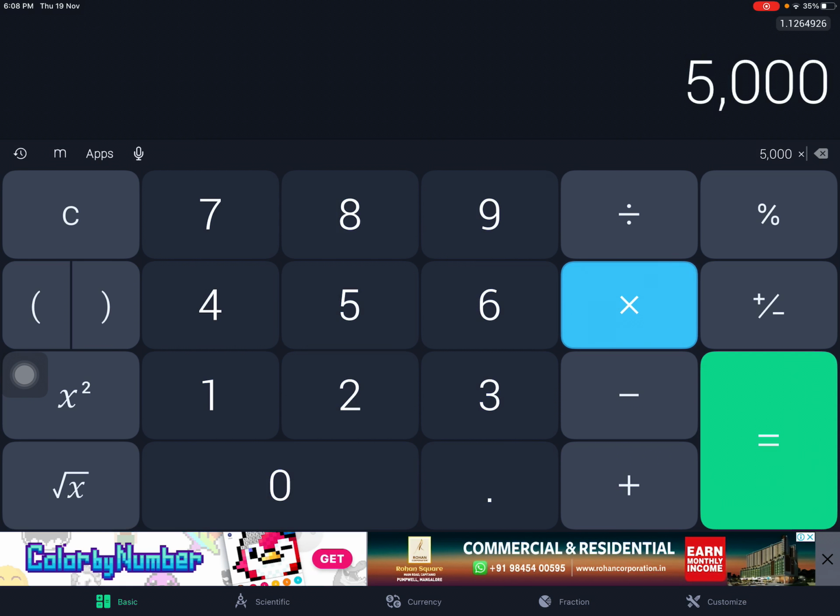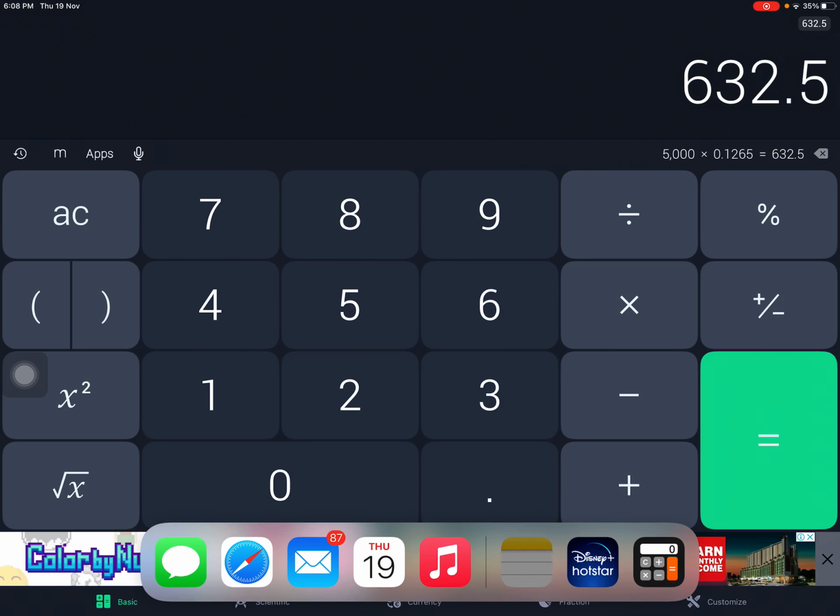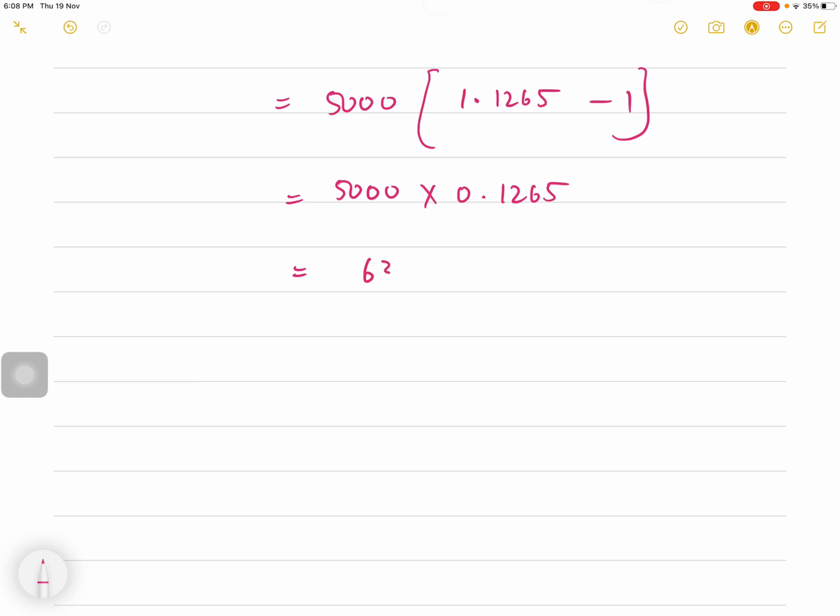5,000 multiplied by 0.1265 comes to 632.5. Okay, so compound interest is 632.5, and that's it for the day.